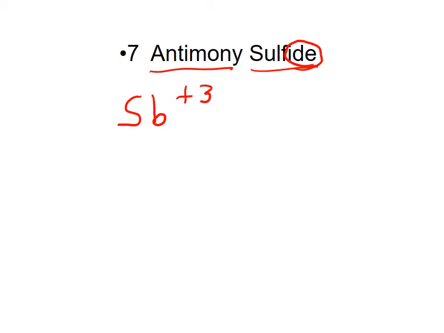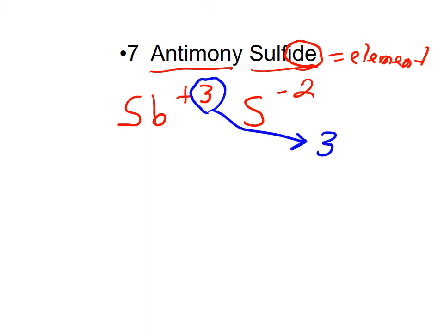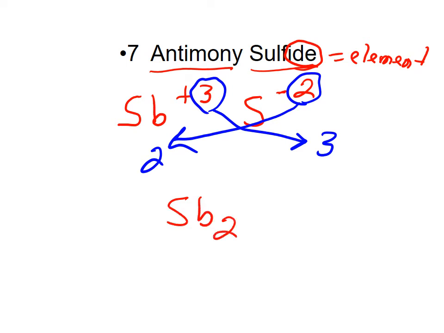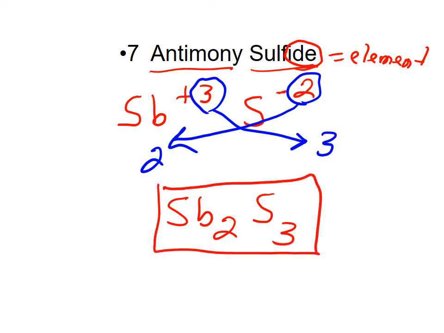The "ide" ending, again, equals element. We're talking an element here. So sulfur, and sulfur is -2. So here we have a cross situation because they don't add to 0. So the 3 is going to come down here. The 2 will come behind the antimony. So when we put them together, we have antimony, Sb2S3. It takes 2 atoms of antimony to 3 atoms of sulfur.